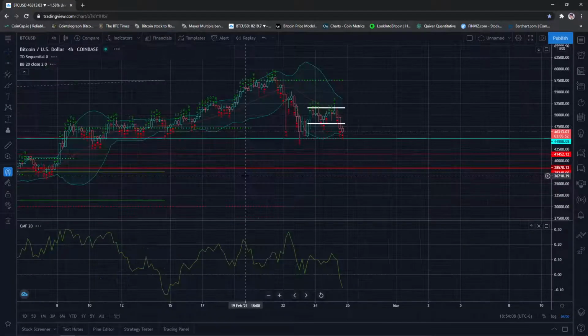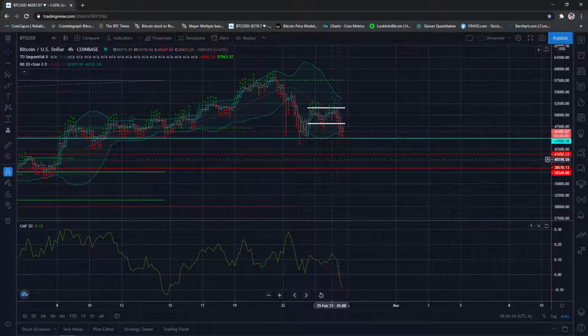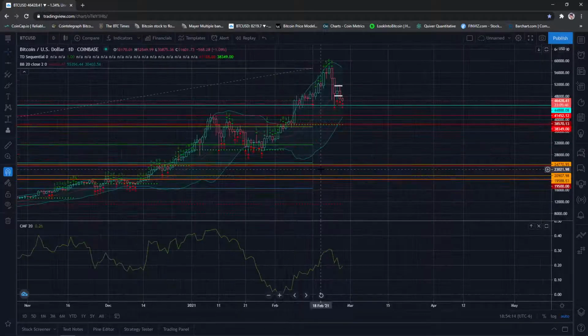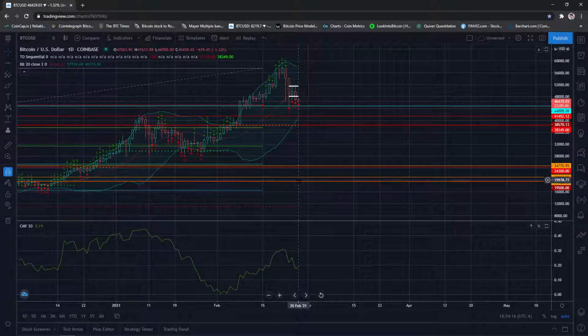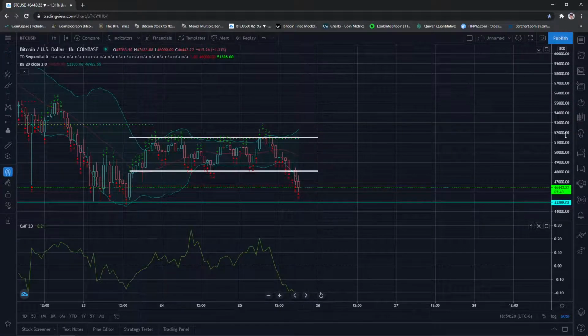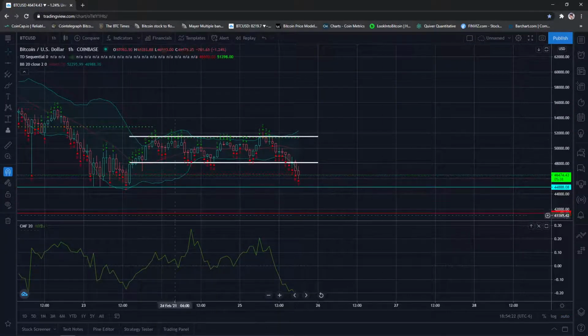The 4 hour, we're on the lower end of the band, but there's still no buyers coming in. No one's coming to save us. Maybe a little bit on the daily. But on these lower time frames, no, nothing. There's nothing that looks like there's going to be a quick recovery back up.